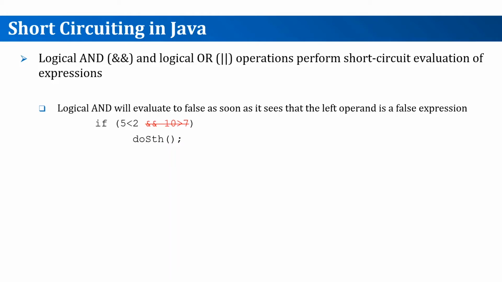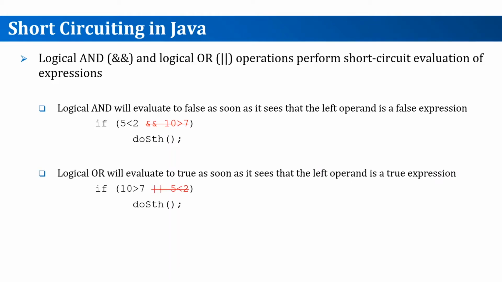so why bother? When it comes to the OR operator, we know that the whole expression is true if one of the expressions is true. So similarly, if Java finds that the first expression evaluates to true, it deems the whole expression as true without wasting time evaluating the second expression. So for example here, since 10 is greater than 7, which is true, Java evaluates the whole expression to be true without actually evaluating 5 less than 2, which is not going to make a difference.